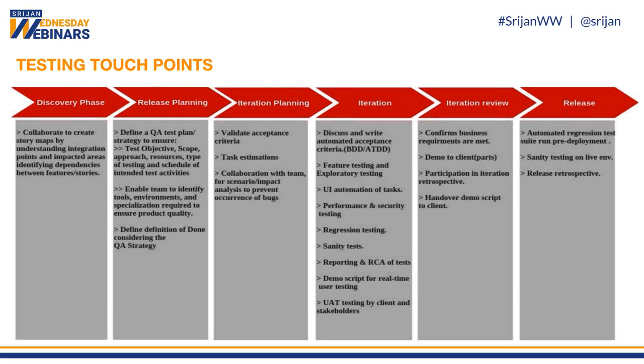In the discovery phase, we try to collaborate and create story maps by understanding the integration points and impacted areas, what kind of features we are going to deliver. So how does QA help in these kinds of things? Let's suppose we have multiple features that we need to deliver in a product, but we cannot deliver all the features in a single go. Then we divide it into various releases. Like this is our MVP. In MVP, we will be delivering some XYZ features, and the features above XYZ will be delivered in the next sprint or in the next release.